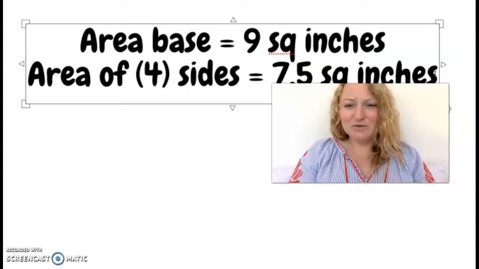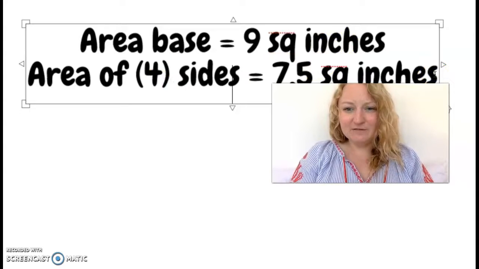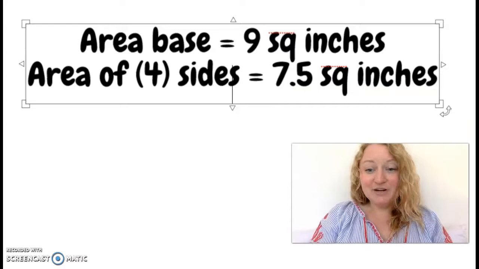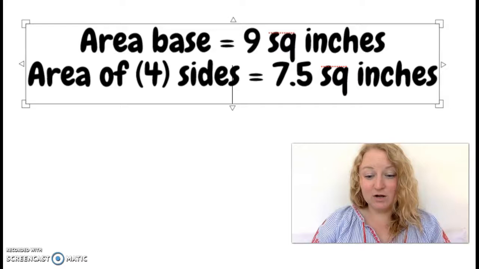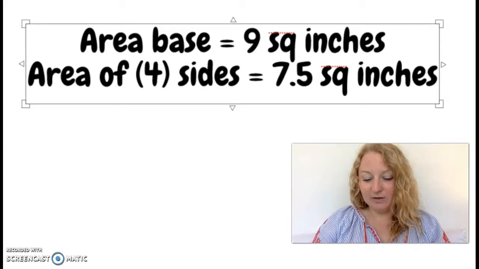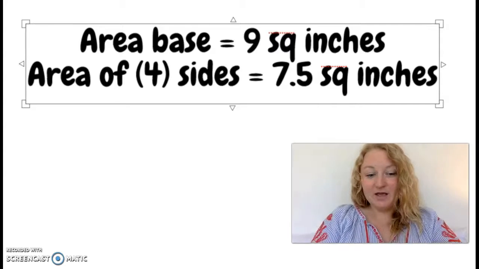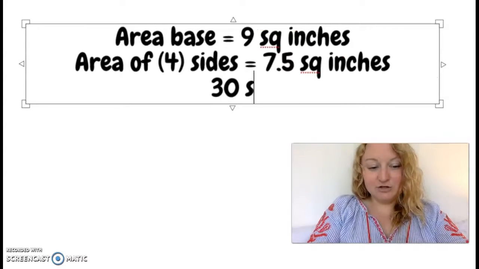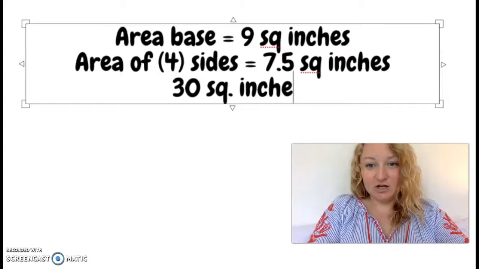What am I going to have to do with that 7.5? I'm either going to have to add it 4 times or I'm going to have to multiply 7.5 times 4. So I want you to go ahead and do that now. Multiply or add that 7.5 times 4. And when you do that, you'll get 30 square inches.